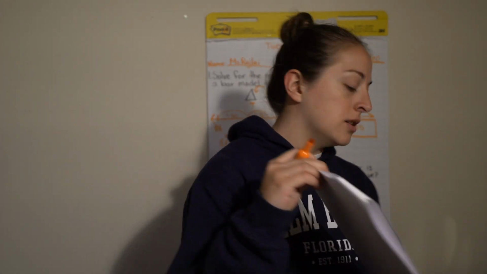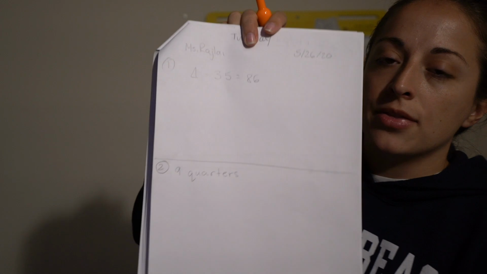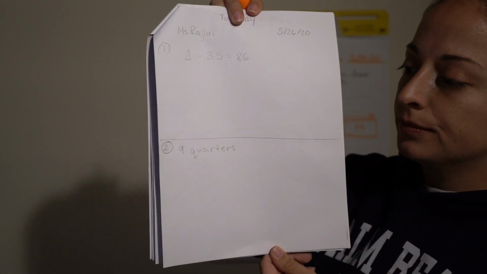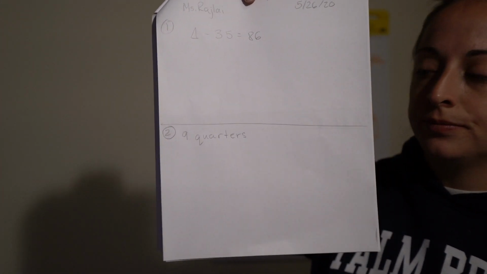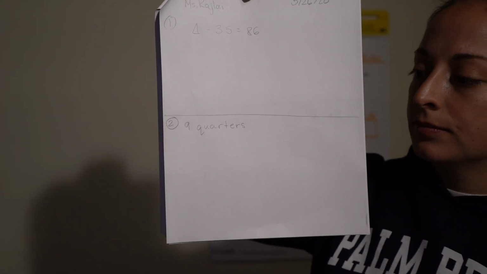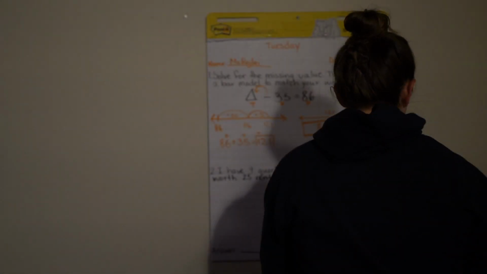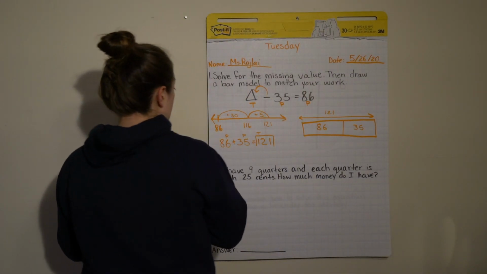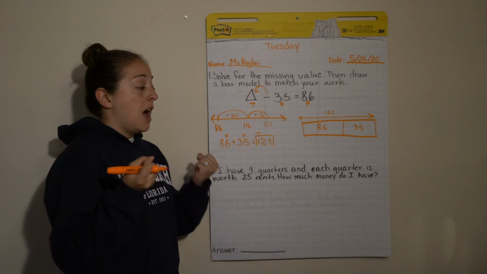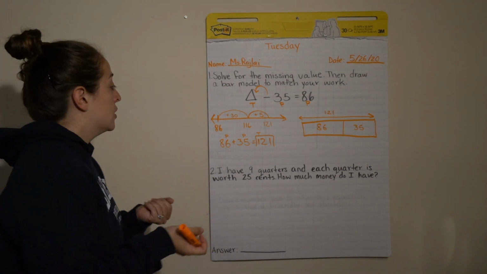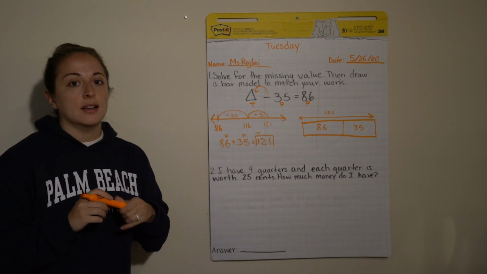So all you're doing is you're writing 9/4 at the top. All right. The directions say I have 9 quarters and each quarter is worth 25 cents. How much money do I have? So I want you to solve this, and then we'll do it after.